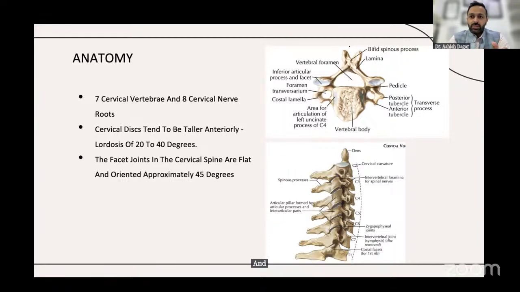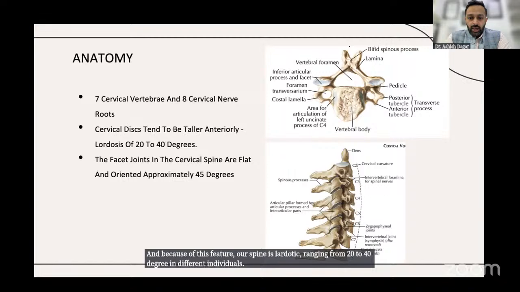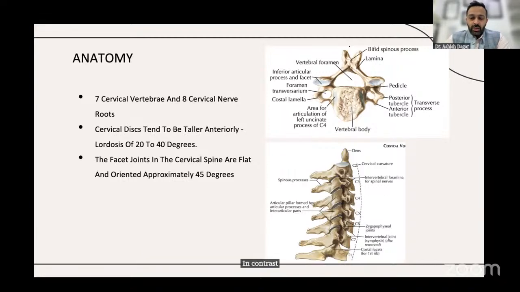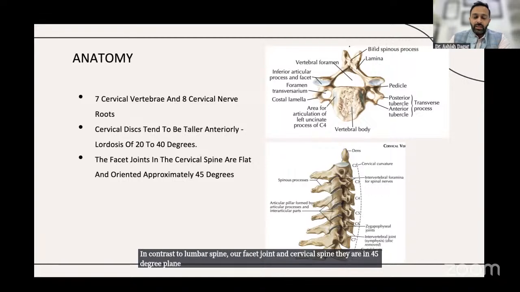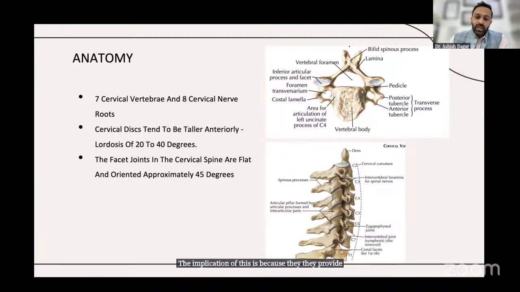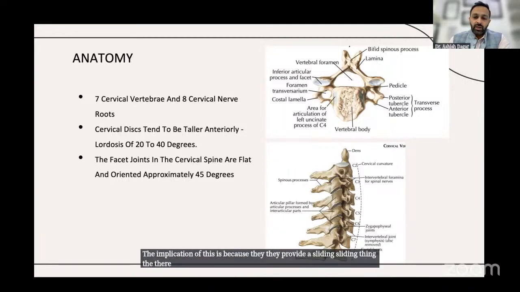Because of this feature, our spine is lordotic, ranging from 20 to 40 degrees in different individuals. In contrast to the lumbar spine, the facet joints in the cervical spine are in a 45-degree plane when we see them in a sagittal view. The implication of this is that they provide a sliding motion. There are chances of instability in cases of advanced spondylosis, and during traumatic spinal injuries also. Dislocation of the cervical spine occurs more frequently as compared to the thoracic or lumbar spine.